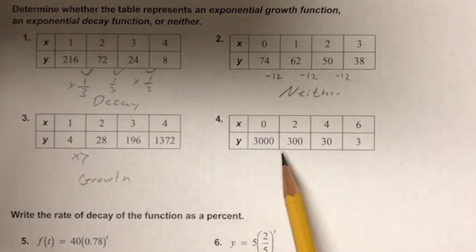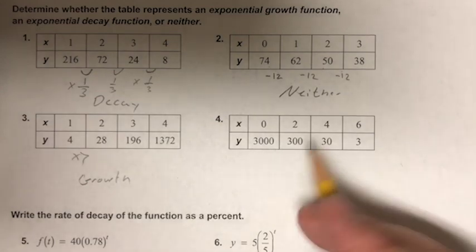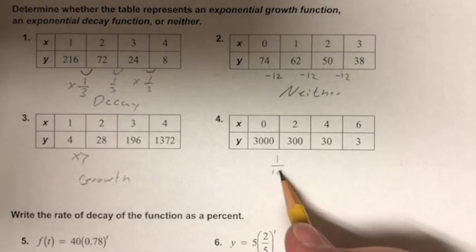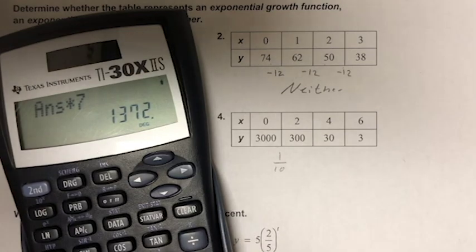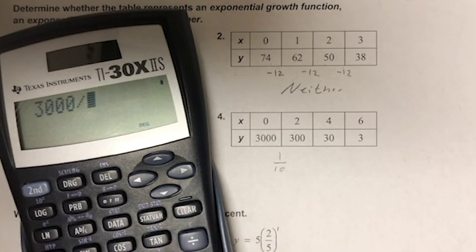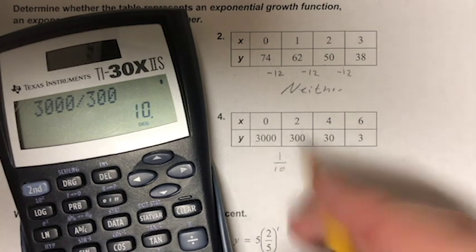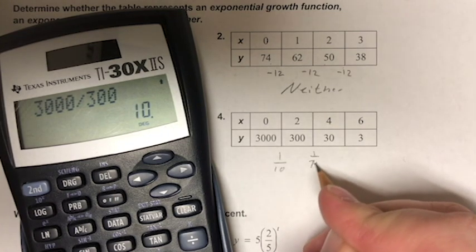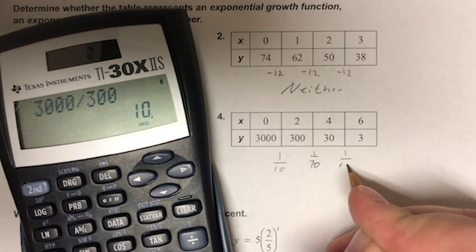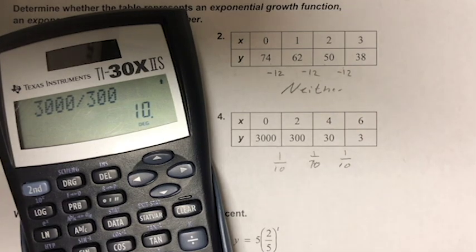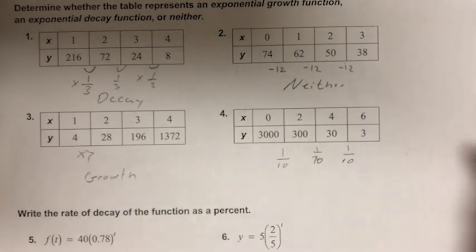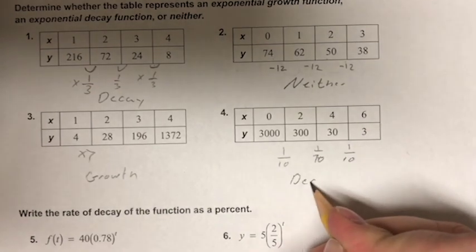So it looks like a decay, and it looks like it's basically multiplying by 1/10 each time, because we can prove that. 3,000 divided by 300 gives me 10. So technically I'm multiplying by 1/10, and I can continue this pattern, and I notice that I am multiplying by a decay factor of 1/10, or dividing by 10, same thing. So in this case, it is indeed going to be a decay factor.